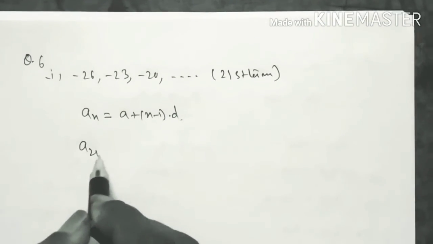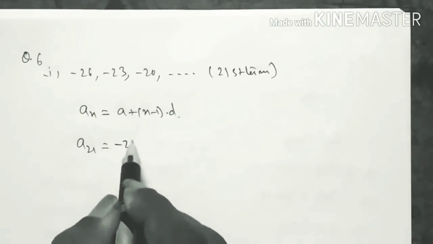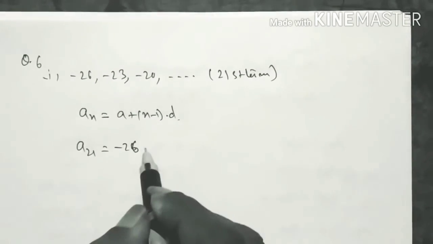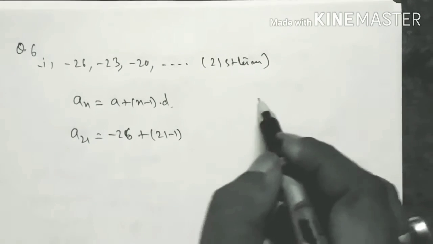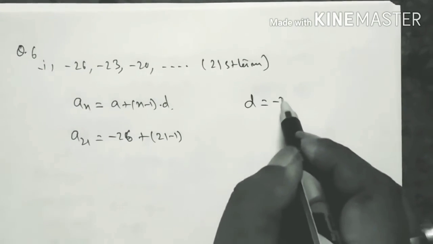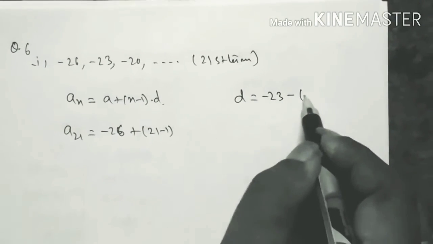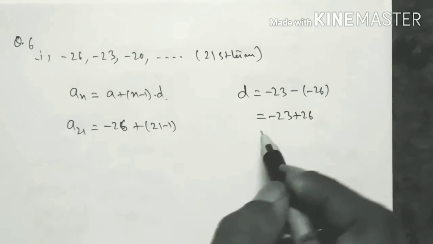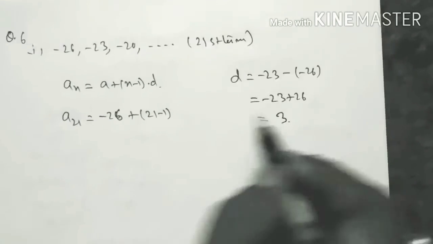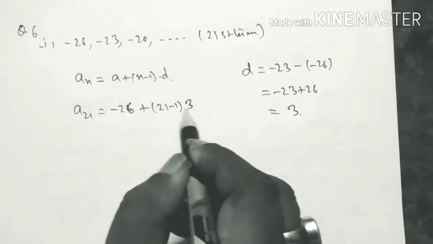So A21 is equal to minus 26, your A, plus 21 minus 1, and your D is minus 23 minus minus 26, that is equal to minus 23 plus 26, and this is equal to 3. So your D is 3.